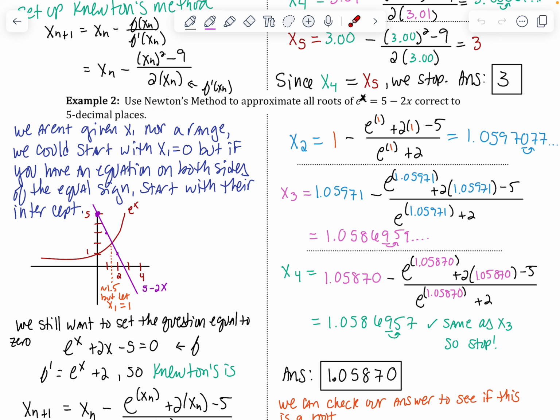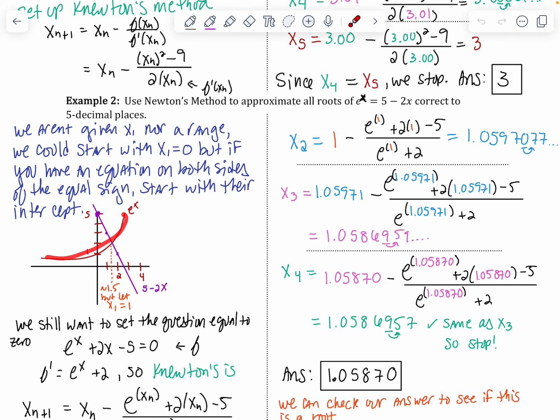We're still asked to use Newton's method, and we're approximating roots of what we see as an equation, this time to 5 decimal places. Now, we're not given a range, and we could start with anything, but if you're not given a range, the best thing to do is solve each of the equations or graph them and find their intercept.